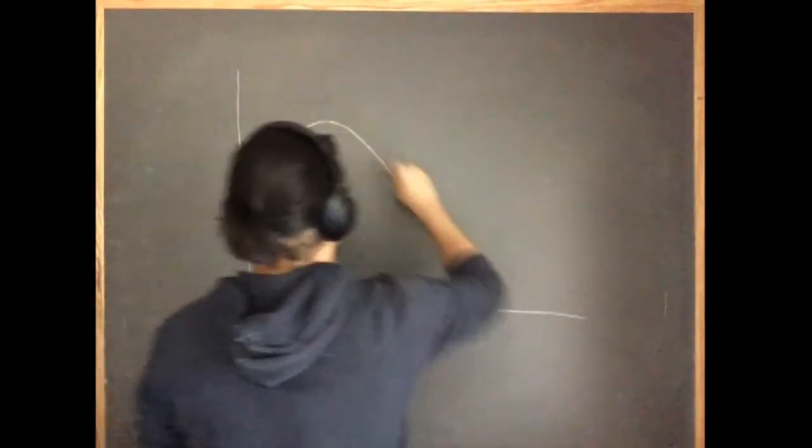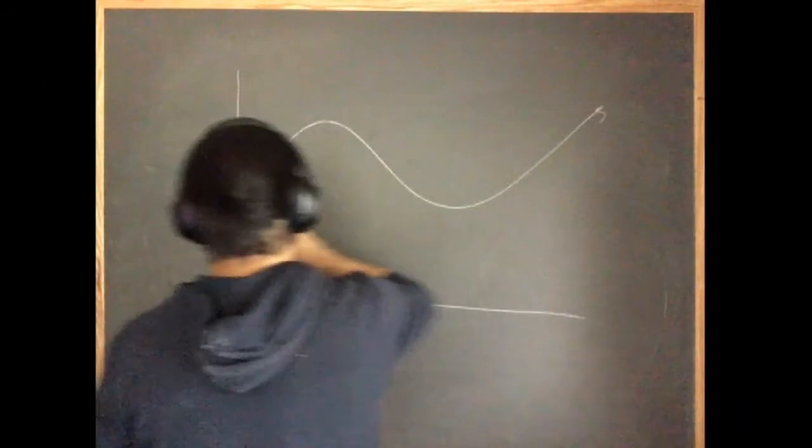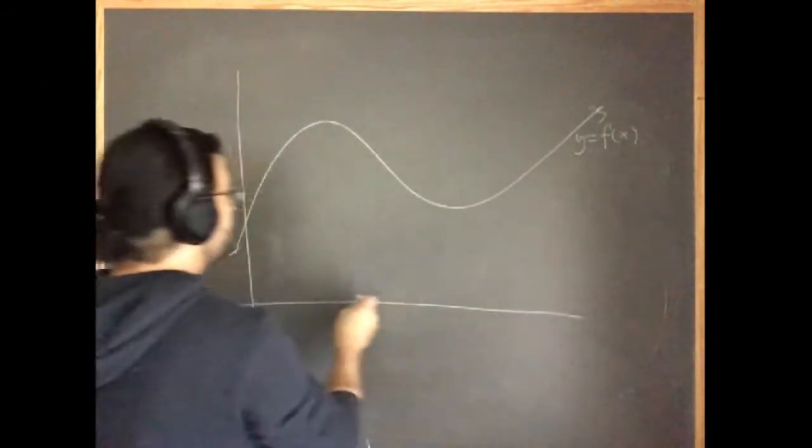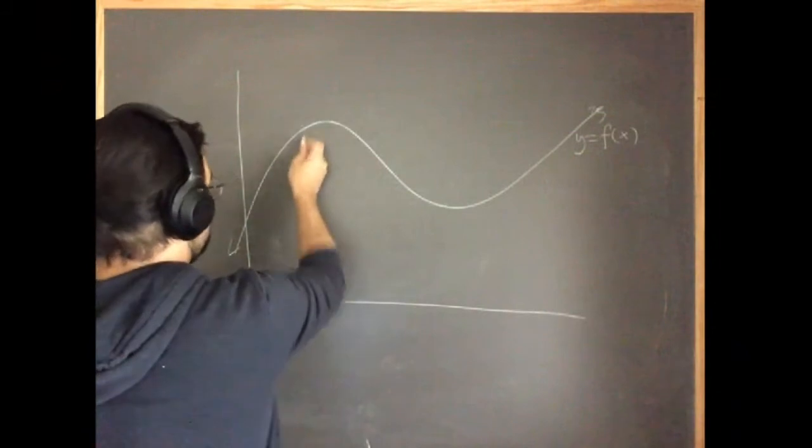Okay, so let me just draw you a picture of what's sort of going on here in the abstract. You may have just some arbitrary function. Let's say it looks like this. This is y equals f of x, and we're given two values, say down here.